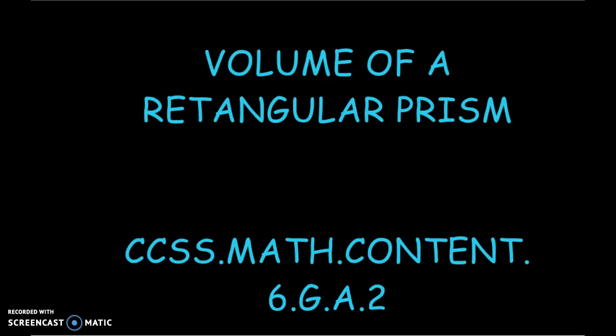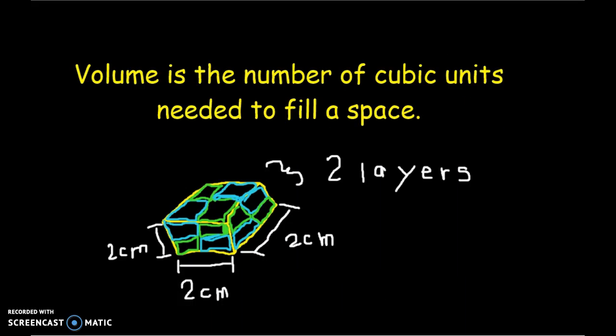Hi, today we're going to learn how to find the volume of a rectangular prism. So volume is the number of cubic units needed to fill a space.